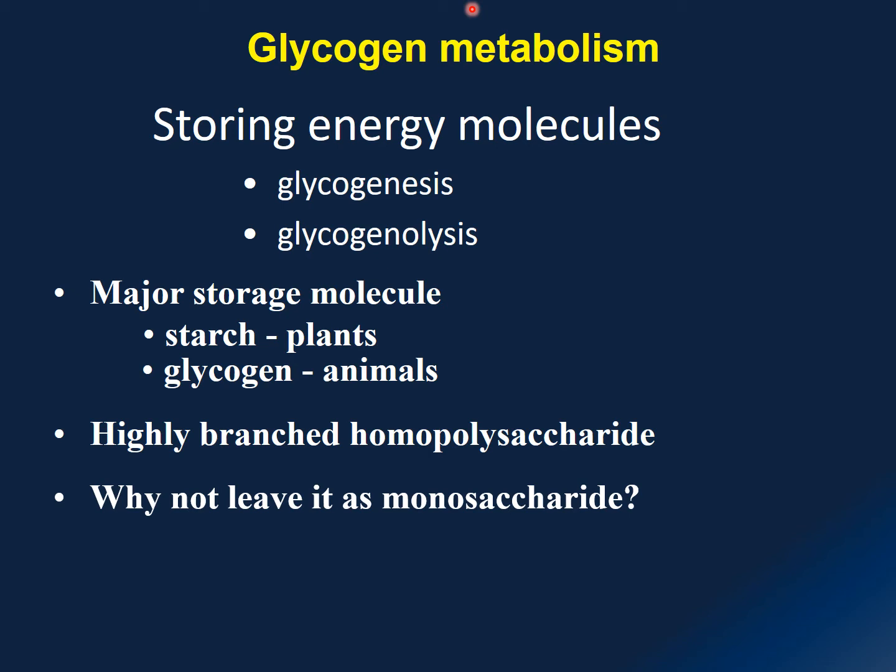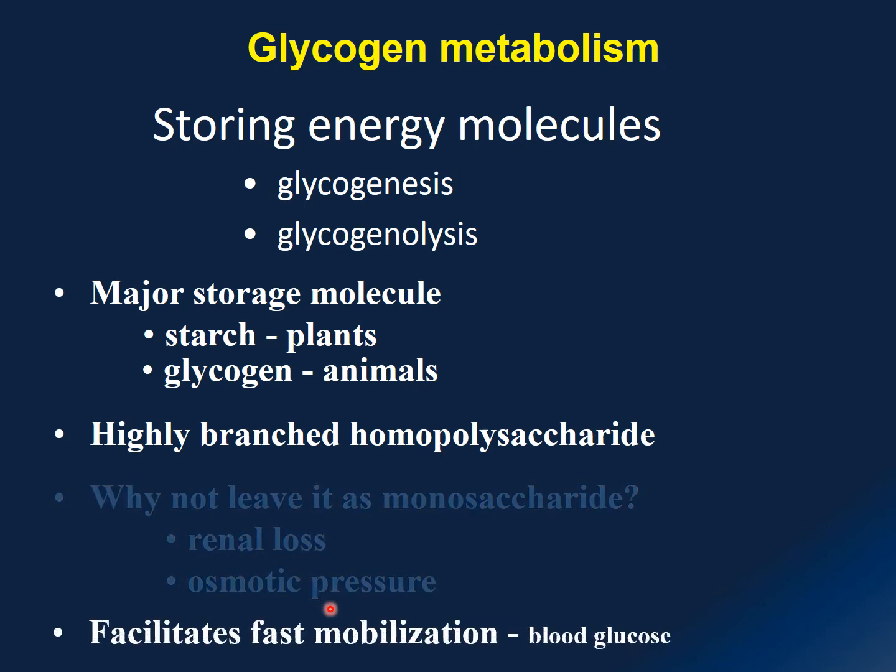Well, there are two reasons, and we have studied this before. Number one, glucose is a very small molecule, so when they are carried by the bloodstream into the kidney, they will be filtered through. And that means we will lose glucose through urination. A second reason is about osmotic pressure. We know that glucose is soluble, and due to the presence of hydroxyl groups, it tends to attract water. So when you have too much glucose in the cell, the osmotic pressure builds up as water is sucked into the cell, and that might cause cell lysis. So what we do is store glucose in the storage molecule, which is glycogen.